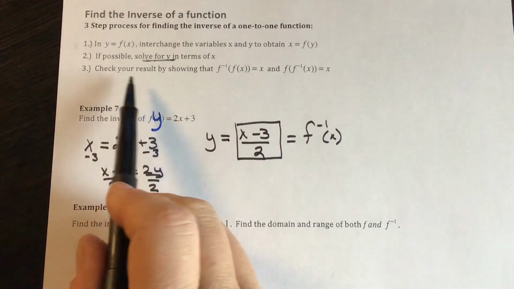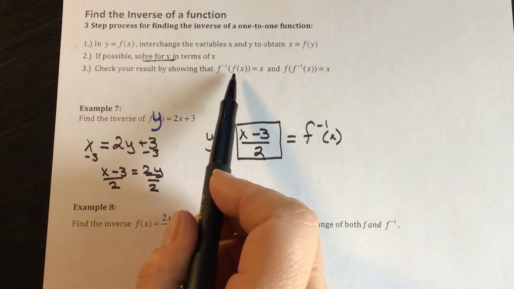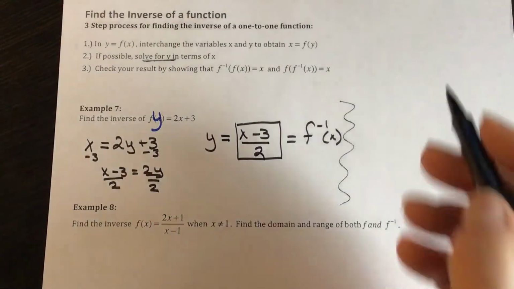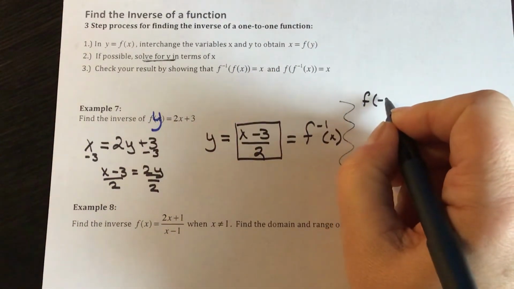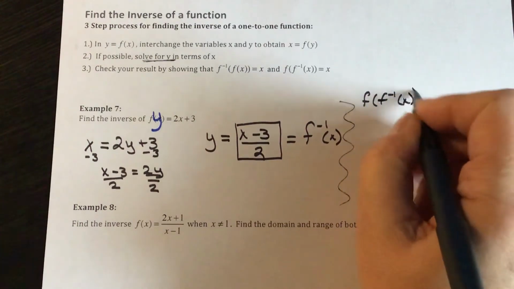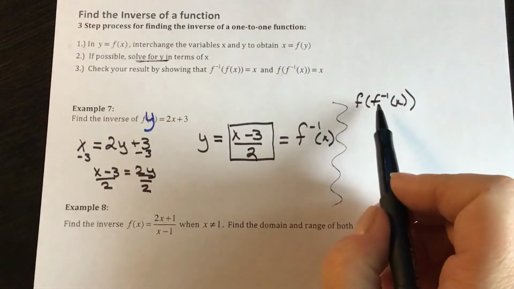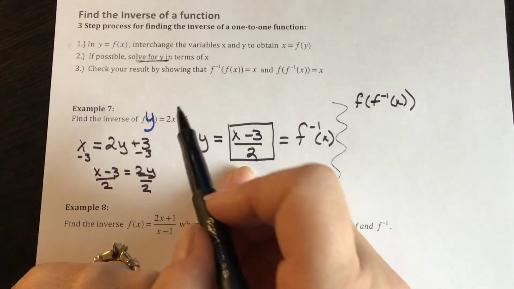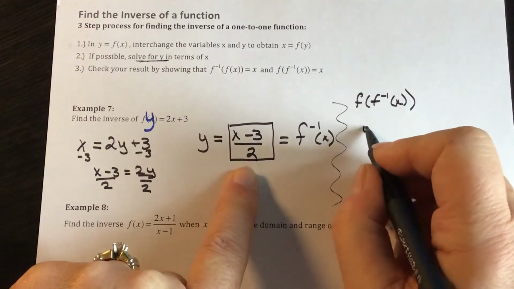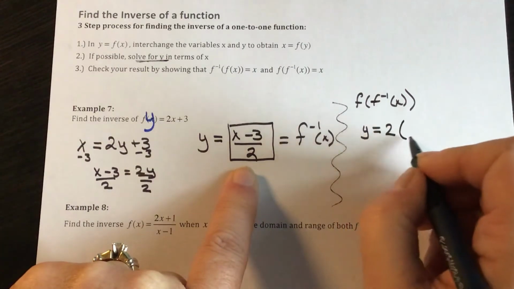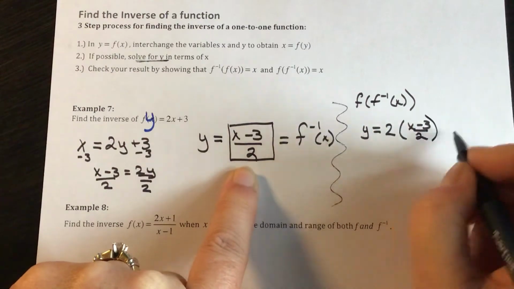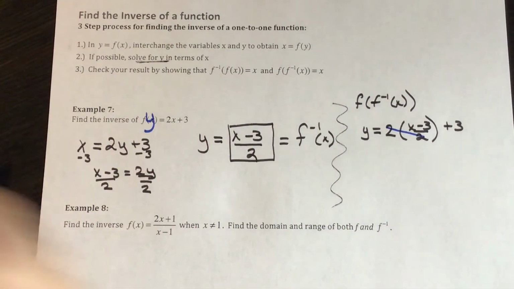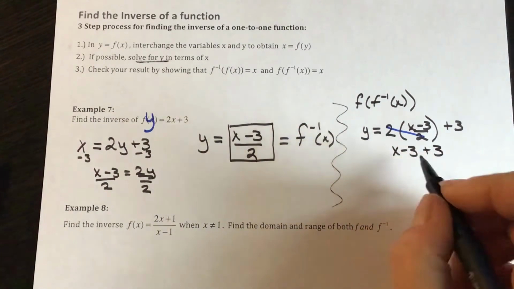It also says that we should check our result, showing that the inverse function of f of x equals x, and the f of the inverse function of x also equals x. So I can do a quick check of that. So if I do f of inverse of x, what we were doing yesterday, I'm going to take the inverse function, which is x minus 3 over 2, and I'm going to plug it into the original function. So this gives me y equals 2 times x minus 3 over 2, and then I'm going to plus 3. Well, if I do order of operations here, I'm going to cancel my 2's, and I'll get x minus 3 plus 3, which just gives me x.